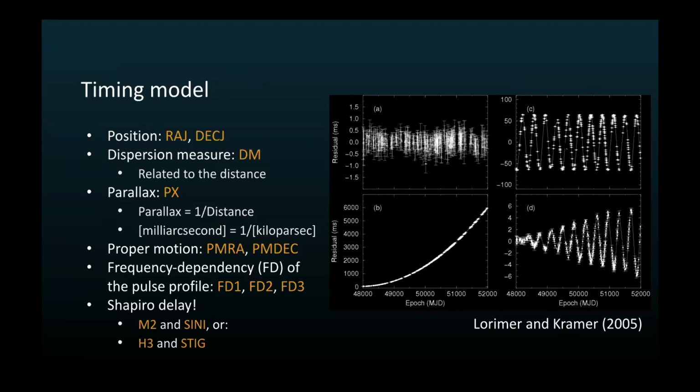In the top right, we have an error in, I think, the position. This is an annual sinusoid. In the bottom left, we have a parabolic shape. And this says that the pulsar's spin period derivative is at the wrong value. And this on the bottom right is, again, an annual sinusoid, but it's growing as a function of time. And this is an error in the proper motion.